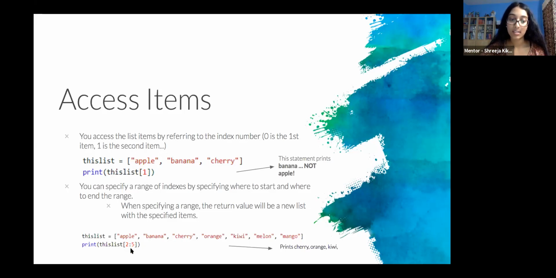And then the last index listed here is the last index you're going to print out, but the one before that. So 0, 1, 2, 3, 4, 5. So you're not going to print out melon, but you're going to print out the value right before that, so kiwi. So it's going to print cherry, orange, kiwi. Does that make sense? Okay, if that makes sense, I'm going to move on.